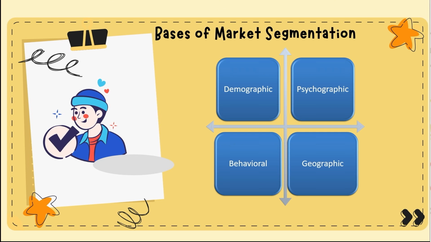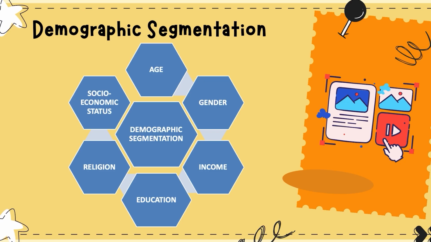Now what might be the basis of market segmentation? There are 4 possible bases of market segmentation. The first is demography, the second one is psychography, then we have geography, and finally we may have behavioral segmentation. Let us take each base of segmentation one by one to understand in detail. So the first base of segmentation is demography.